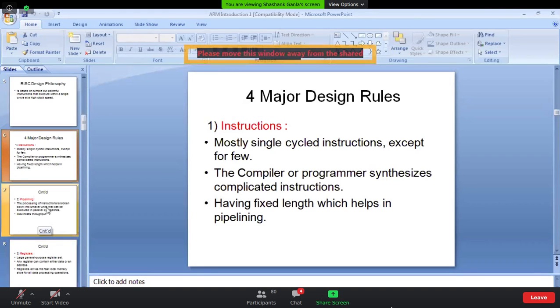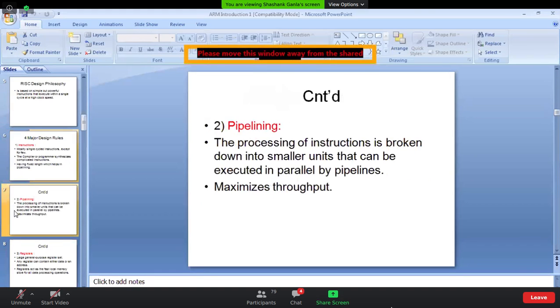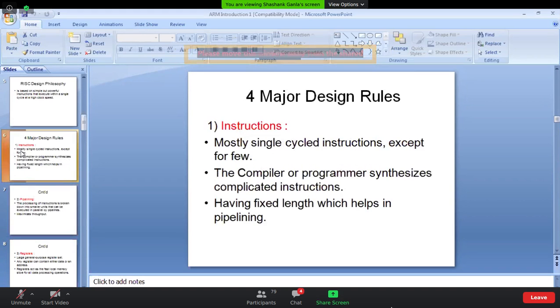Okay. So the four major design rules, one is based on instructions. The next one is based on a concept called pipelining. So pipelining must be there in a RISC architecture. Any RISC architecture must support the pipelining concept. Any RISC architecture must support what we call single cycle instruction execution mostly.